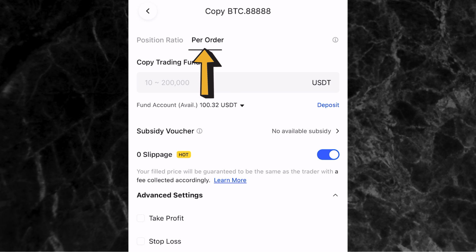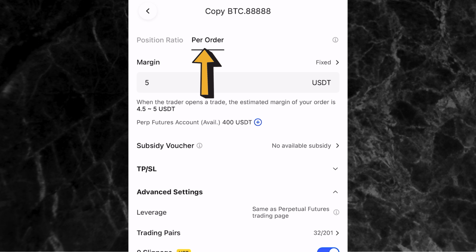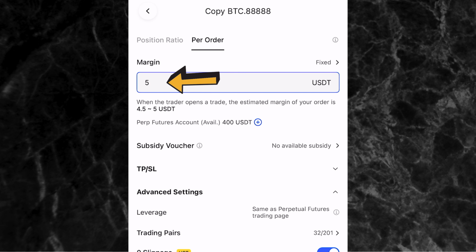Now, if you are picking per order, for this one, it means that you'll be entering the fixed amount you want to use to copy each trade. So let's say, for example, you come here to where you have this margin. Let's say I enter $50 right here. So this means that I'll be copying each trade with $50. Or let's say I put in $500. That means that I'll be copying each trade with $500. I hope you get it.